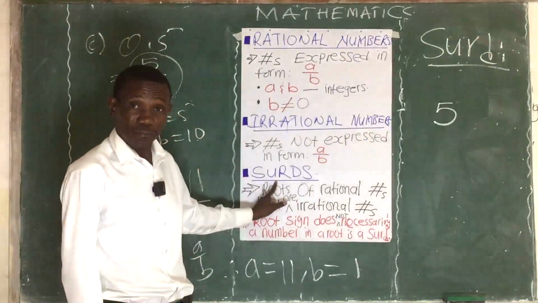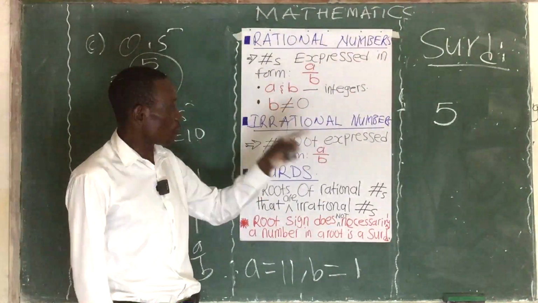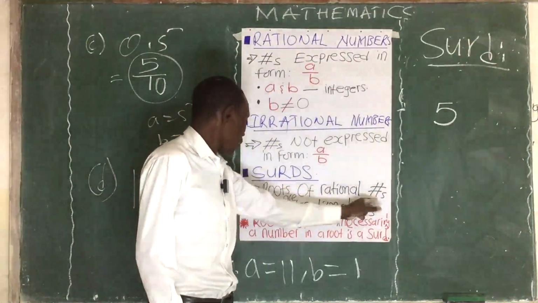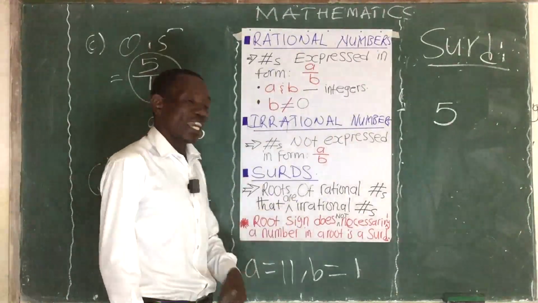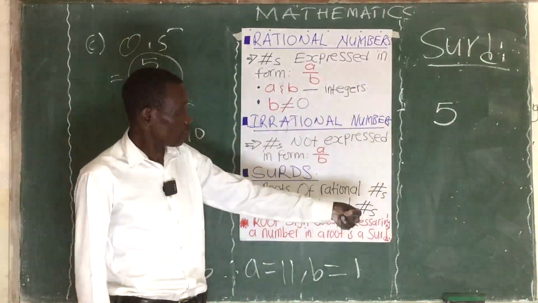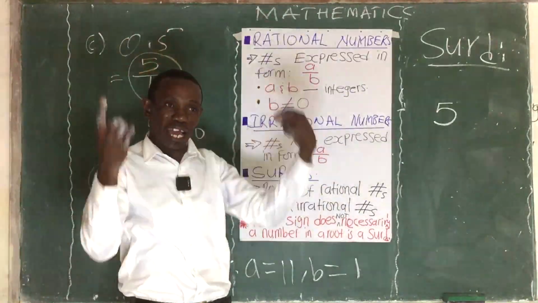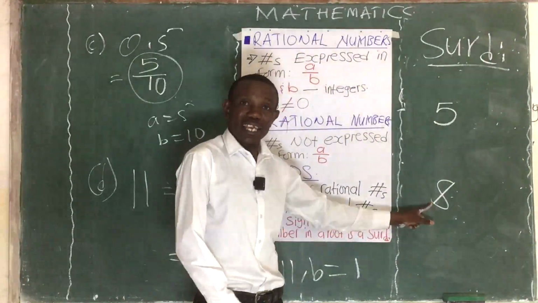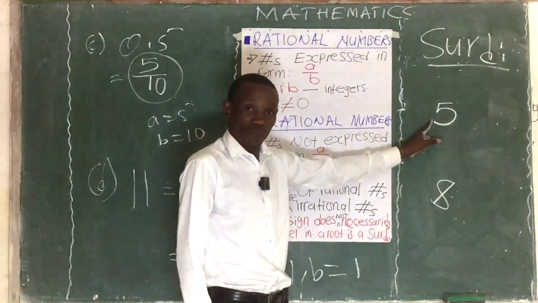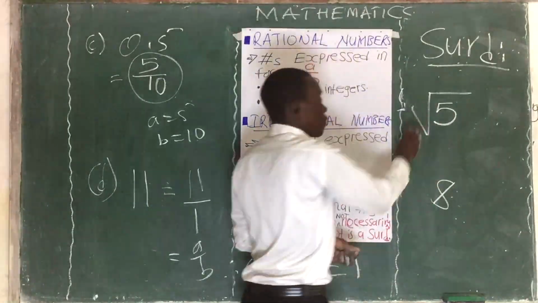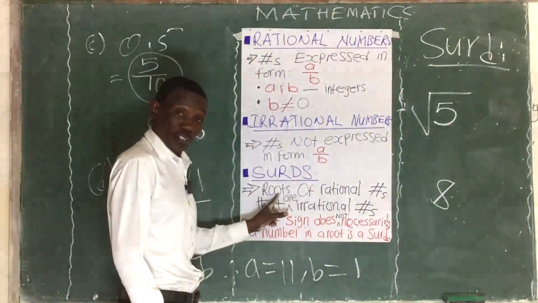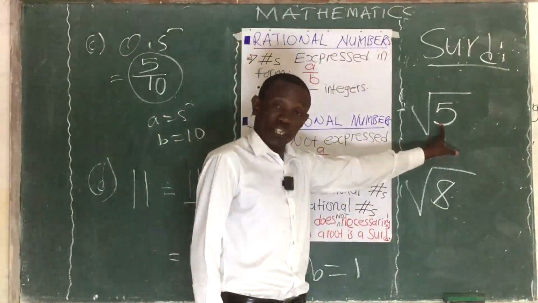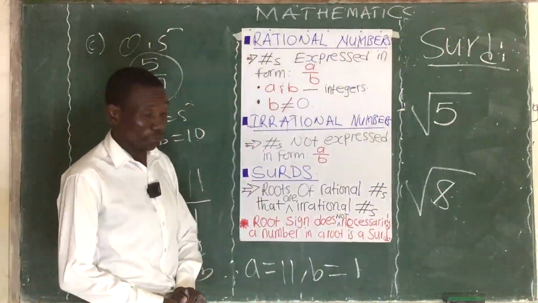I'm defining a surd here. 5 is a rational number. It can be converted into 5 over 1. Surds are roots of rational numbers that are irrational. You can take it from that angle: 8 is a rational number compared to 5. I take the root of 5, and I also take a root of 8. This 5 is a rational number. 8 is a rational number.